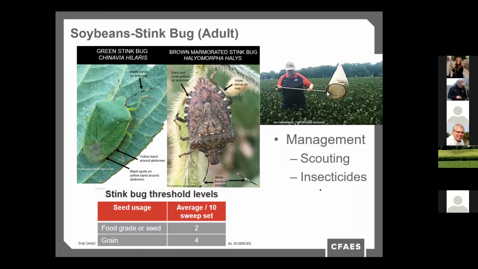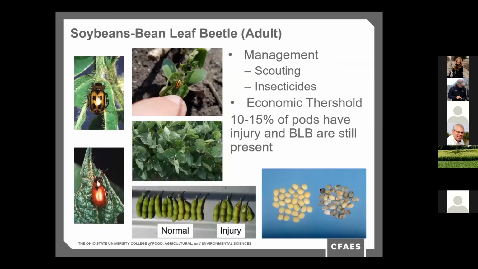Greg, we have a question in the chat box. Yep. Brittany asks, how can you distinguish the difference between Mexican bean beetle and Japanese beetle feeding on leaves if there are no insects present on the plant at the time of scouting?